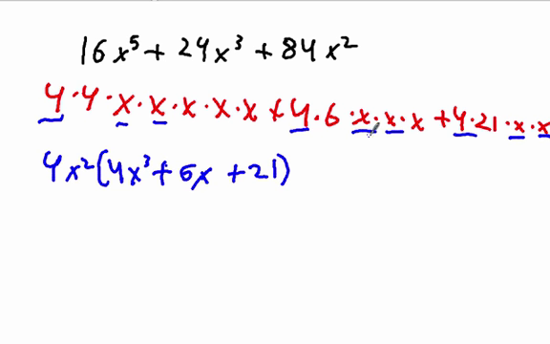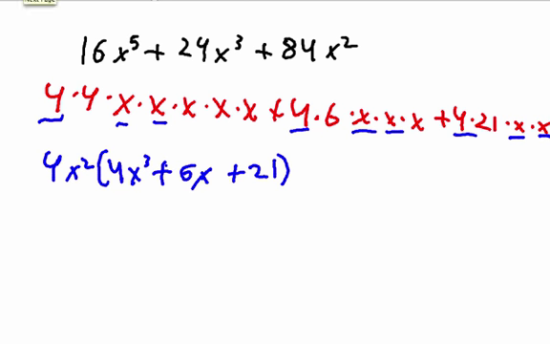We've found our greatest common factor, 4x squared, and we've simply used the distributive property backwards to pull that out of all of the terms in our polynomial, and then we write it like this. 16x to the fifth plus 24x cubed plus 84x squared is the exact same thing as saying 4x squared times 4x cubed plus 6x plus 21.